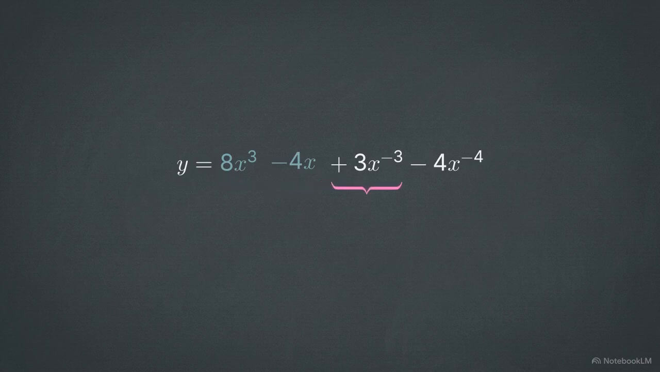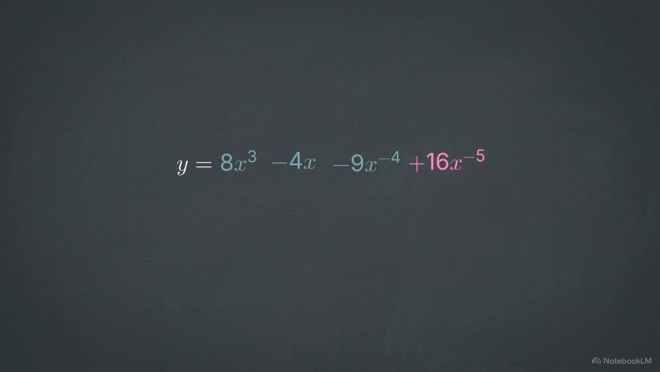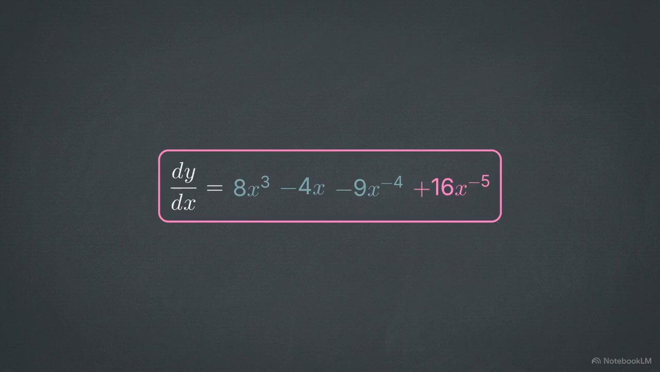Continuing the sprint, positive 3x to the negative 3 becomes negative 9x to the negative 4. Finally, the double negative on the last term results in a positive 16x to the negative 5. The final fully differentiated slope equation is now complete.